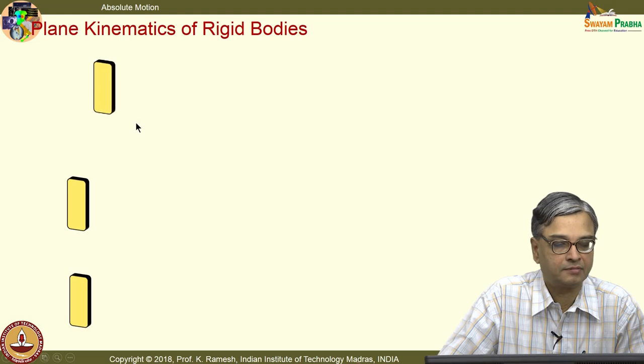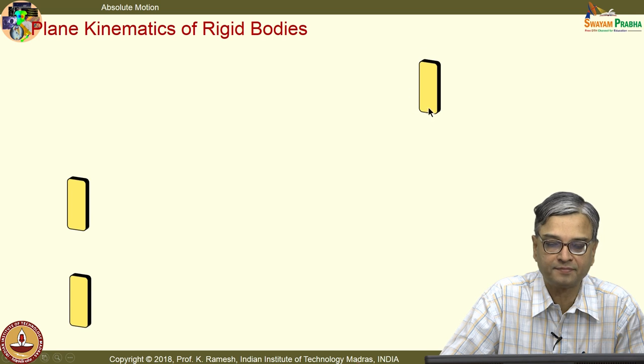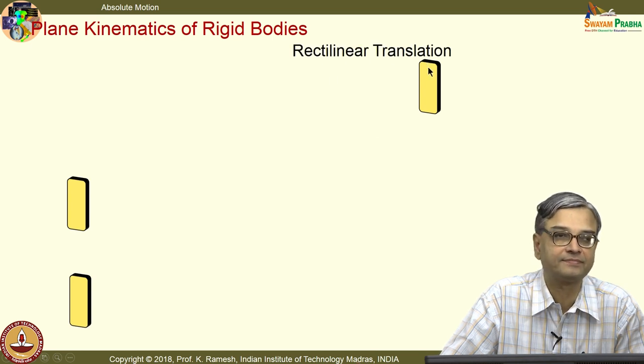Let us move on to the analysis of rigid bodies using their absolute motion. You know, I move the duster, that is what is simulated here. This motion is very easy to comprehend, and all of you would say that this is rectilinear translation. There is no difficulty at all in visualizing what this is.